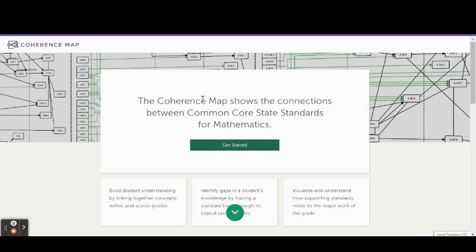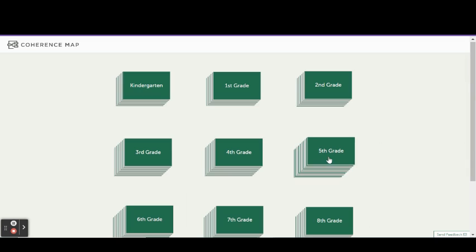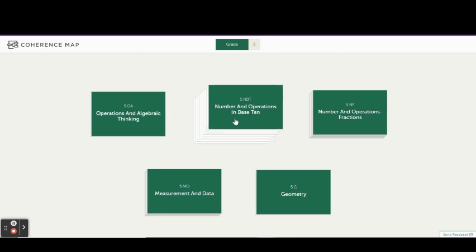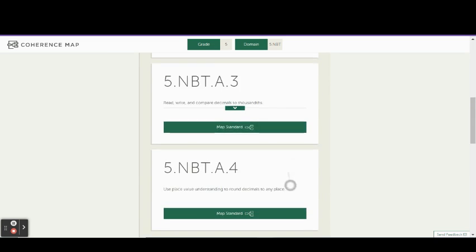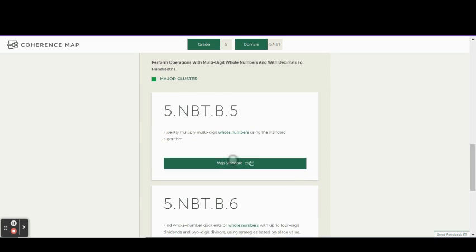Now, before we get started, make sure you know the grade level standard that you would like to map. This should be a standard that you're working on in your current unit that you want to see how it falls in the progression of mathematics. I am going to map the standard 5.NBT.5, because that's where we're at in my current unit.